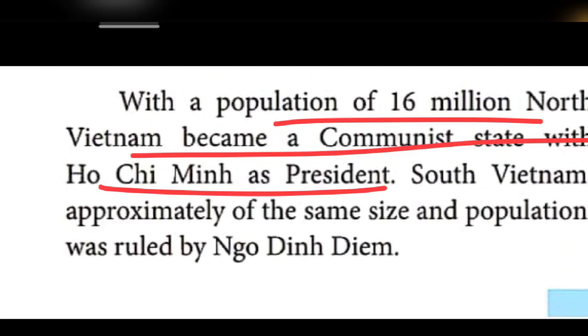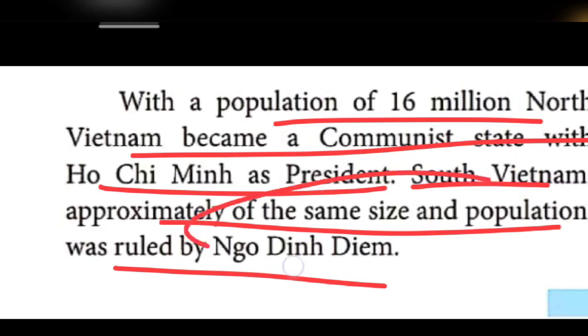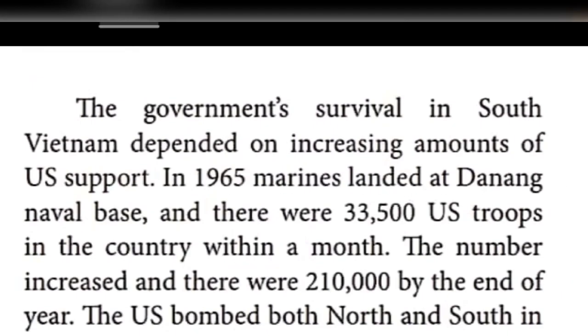Okay, so this one, I already told you before, North Vietnam was helped by communist China, the new communist regime, like that I said. So South Vietnam had approximately the same size and population. It was ruled by Ngo Dinh Diem. Okay, so how to pronounce this one? Ngo Dinh Diem. At the same time, North Vietnam was supported by the communist state. Here the ruler was Ngo Dinh Diem. Yes, so here in South Vietnam, later it was helped by the United States of America.